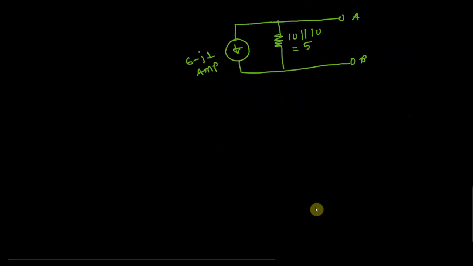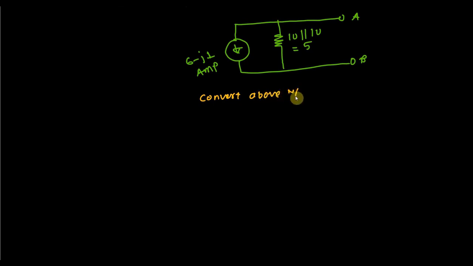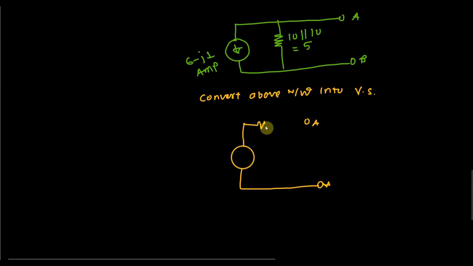But in this question, what have they asked? They have asked for your answer in voltage form. So what we will do? We will simply convert the above network into a voltage source. So we know about the voltage source, in series. Okay. So now this value is 5. This is plus minus V.